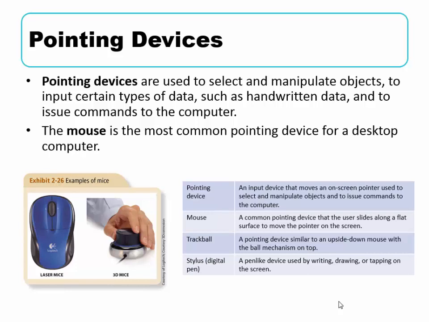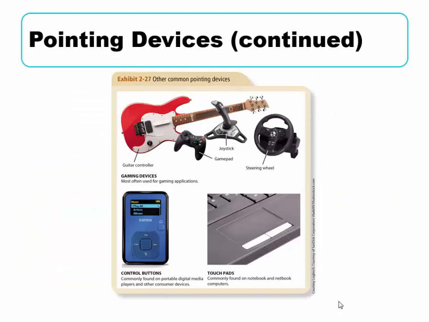But you also have the stylus or the digital pen and the trackball. Here it shows some pointing devices. You got your game pads and your joysticks, your steering wheels. You have your gaming devices there.